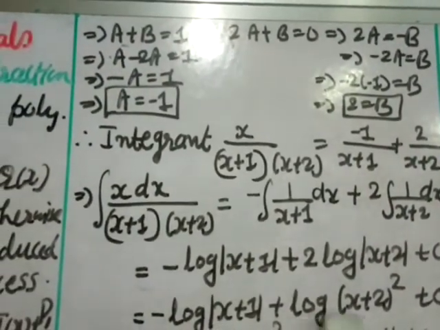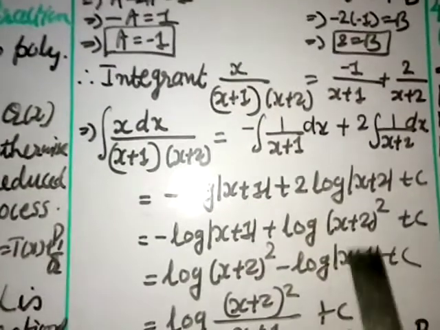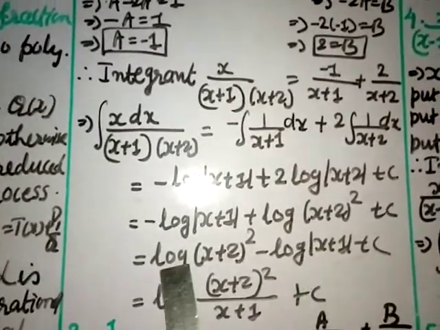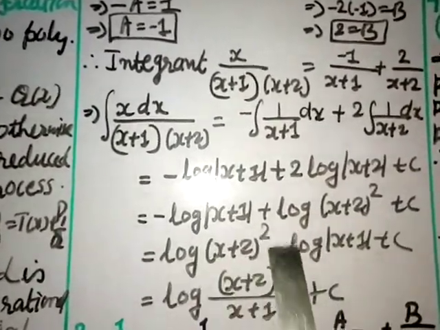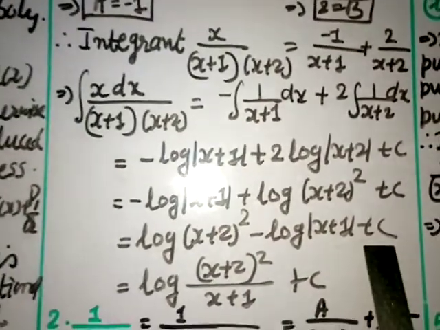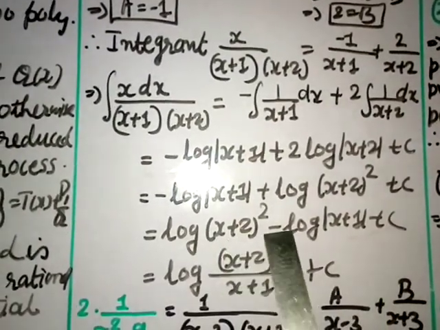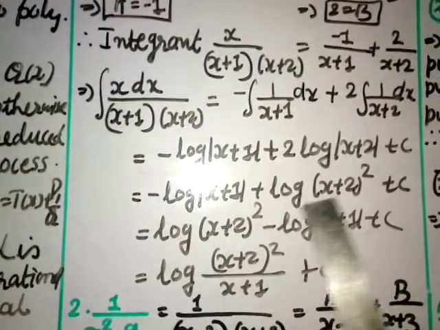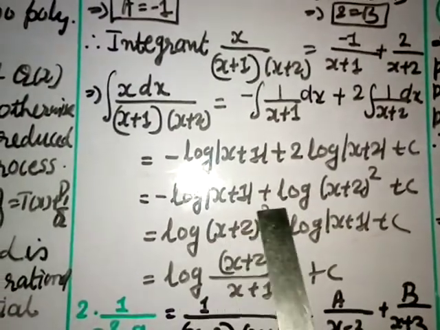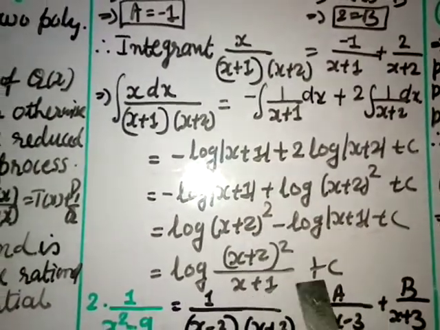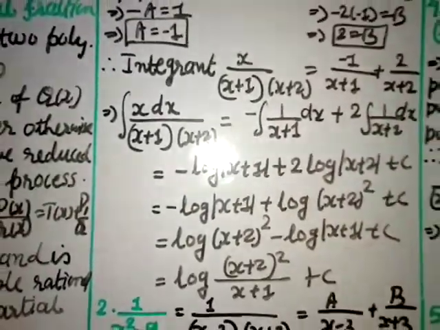Now I'll apply the log property. First minus is there, minus I am transferring over this side. So when you transfer minus here, you get this side, and this plus 1 I am writing first. So log of (x plus 2) whole square minus log of (x plus 1) plus c. And I use the log property, log m minus log n gives you log m by n. So log of (x plus 2) square divided by (x plus 1) plus c. So that is the answer for question number 1.